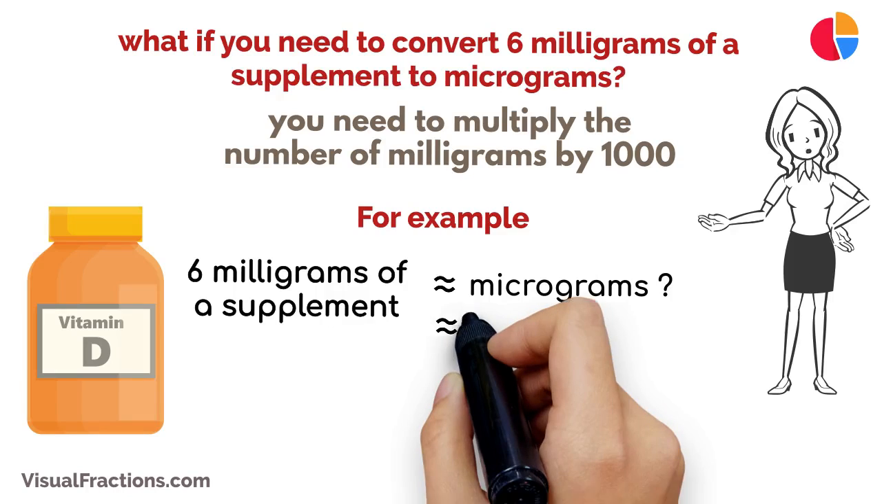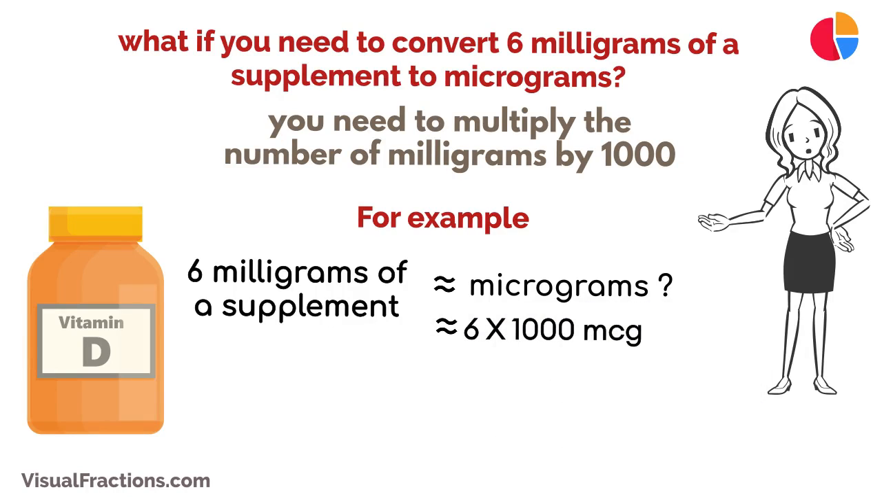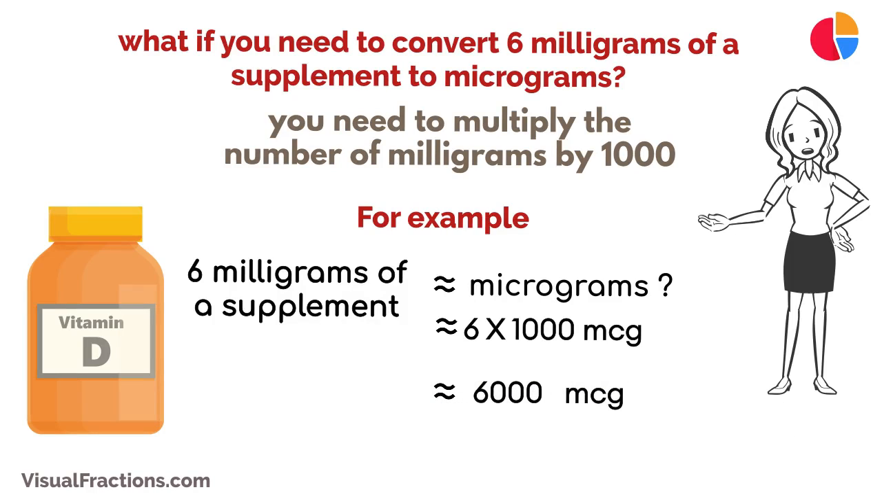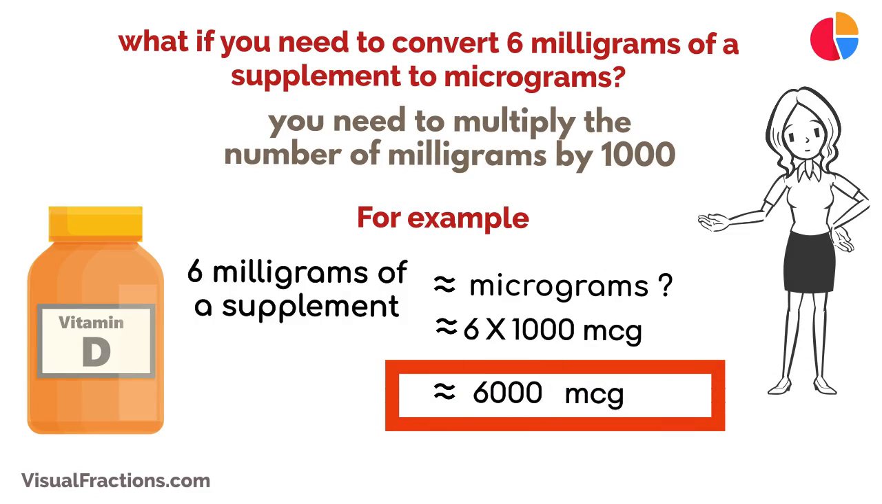We start by multiplying 6 by 1000. This gives us 6000 micrograms. And that's it, 6 milligrams is equal to 6000 micrograms.